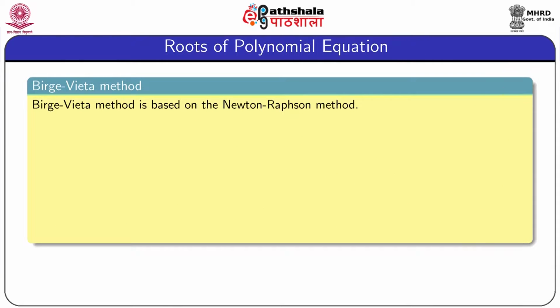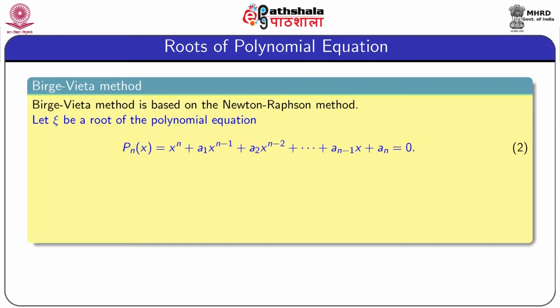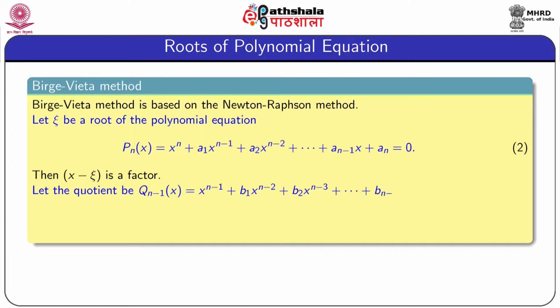Now we describe the Birge-Vieta method to find all the roots of a polynomial equation. This method is based on the Newton-Raphson method described in module 1 of this chapter. Let xi be a root of this polynomial equation. Then x minus xi is a factor of equation 2. It is obvious from the definition of root.